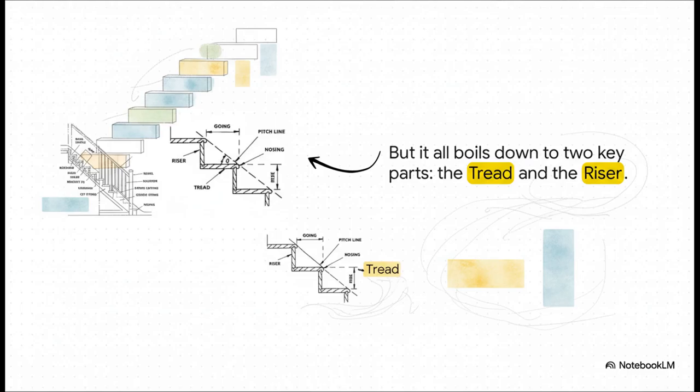But here's the secret. All of that complexity, every bit of it, boils down to two fundamental parts. You've got the tread, that's the flat part you step on, and you've got the riser, that's the vertical piece that lifts you up to the next tread. That's it. Seriously. Every single staircase is just a repeating pattern of tread and riser.